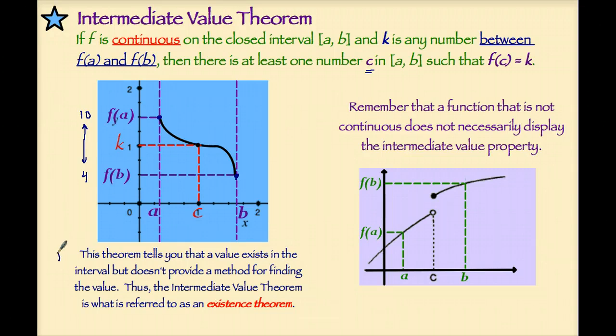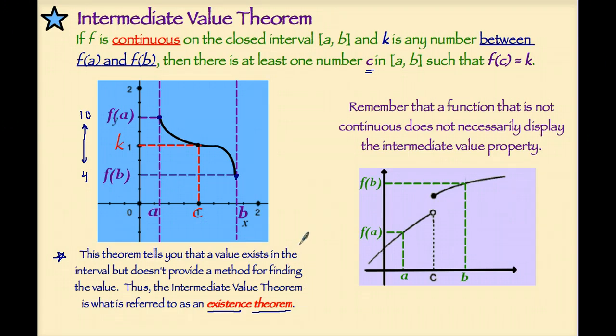This theorem tells you that a value exists in the interval, but doesn't provide a method for finding the value. Thus, the intermediate value theorem is what is referred to as an existence theorem. We know that a value exists here between a and b, which would generate every function value between f of a and f of b, but we don't necessarily have the ability to always find that value. That's what it means by existence theorem.